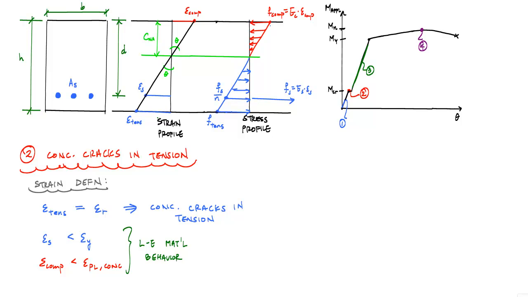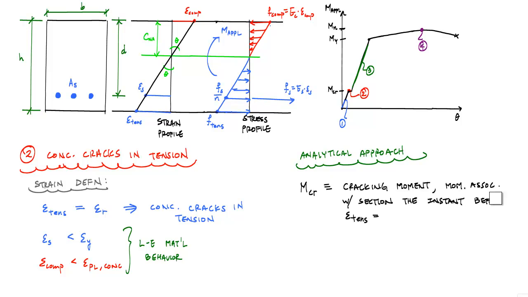strain in tension. The analytical approach is the same as stage 1 because we're going to analyze this as though it's the instant just before this tensile strain is equal to the tensile rupture strain of concrete. So our analytical approach really has one major goal. Given this strain value, what applied moment results in this strain profile and this stress profile? And the moment associated with this first crack is called the cracking moment, which we call MCR.